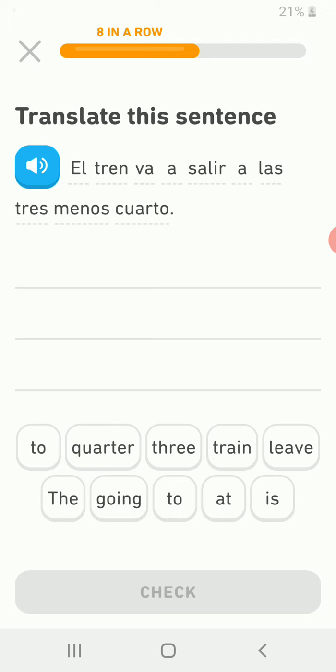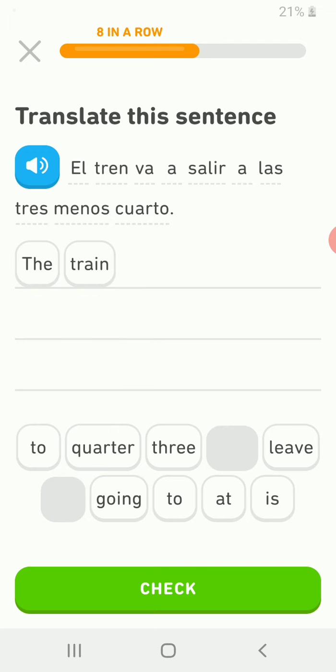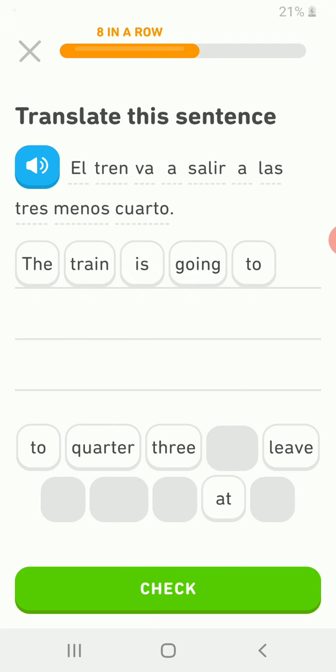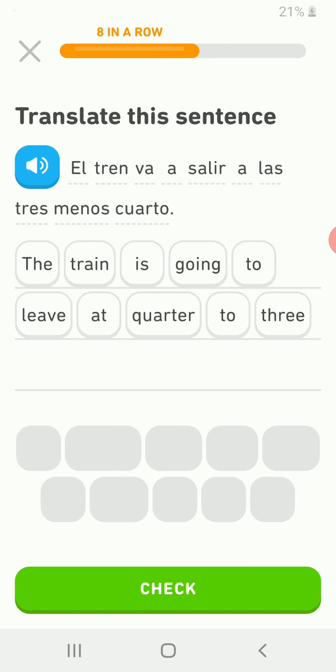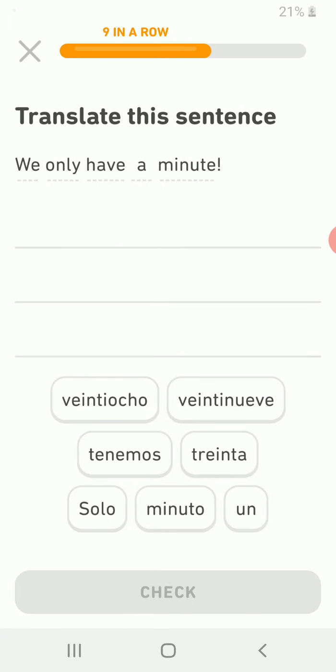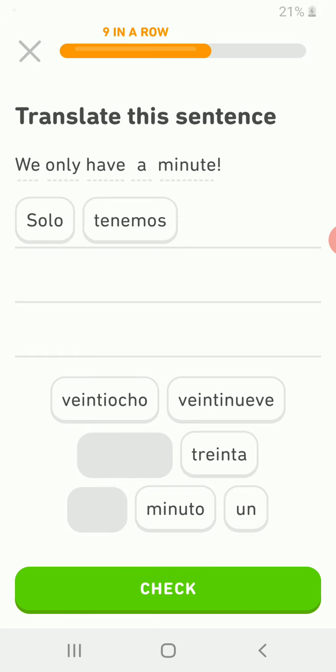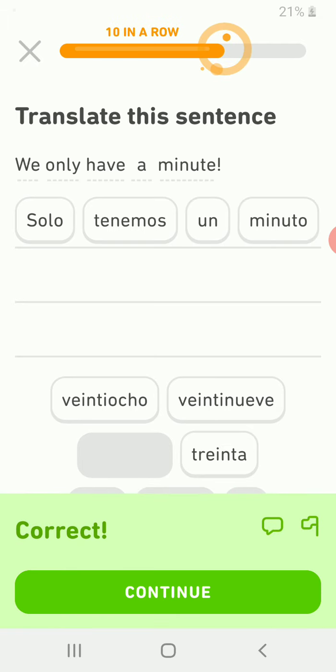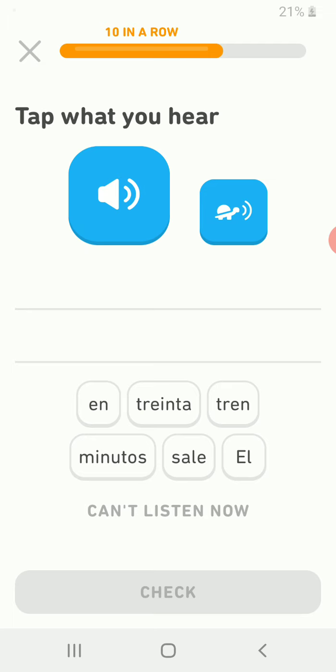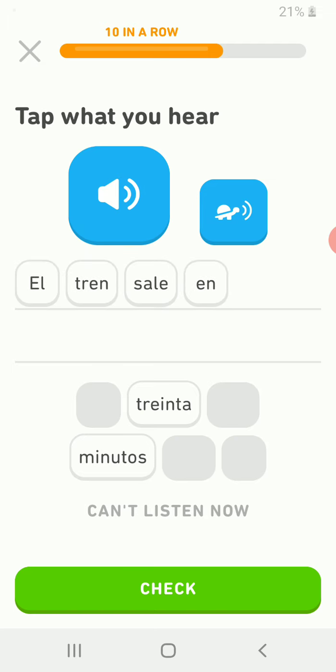El tren va a salir a las 3 menos cuarto. So el tren, the train is going to leave at 2:45. Yeah, that's good. And we only have a minute, so solo tenemos un minuto. El tren sale en 30 minutos.